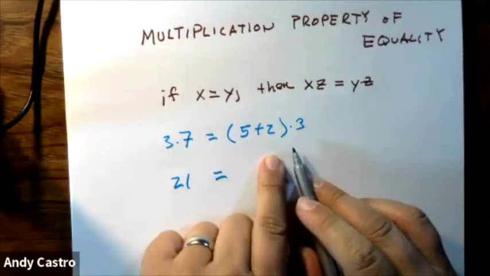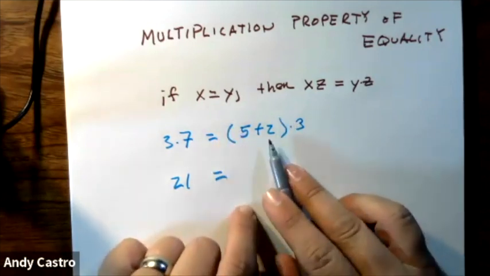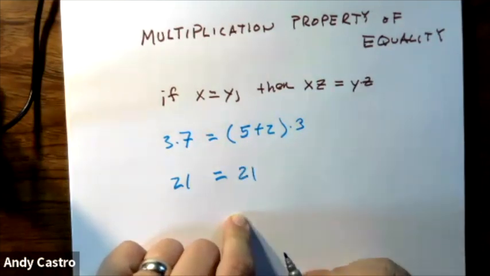Now here, I'm going to work this out two ways. One, I'm going to execute what's inside the parentheses first. 5 plus 2 is 7, times 3 is 21, so that checks out.